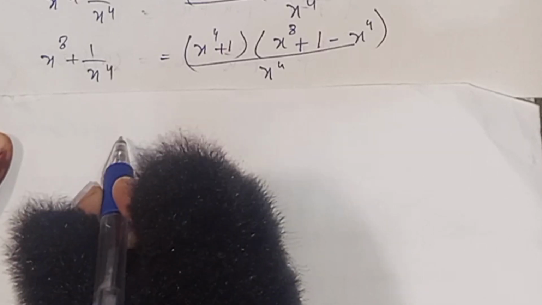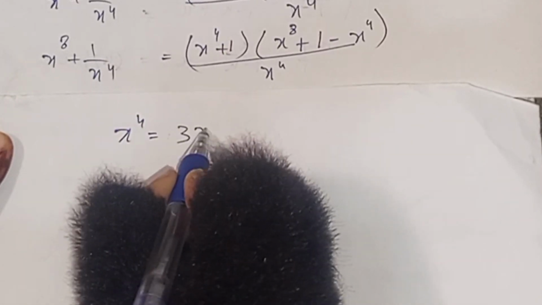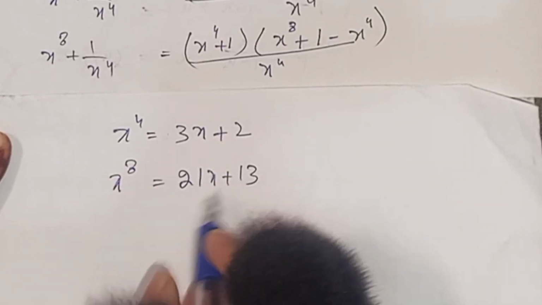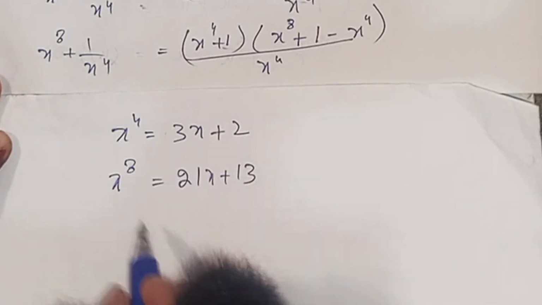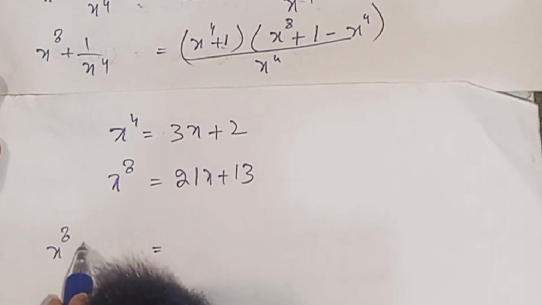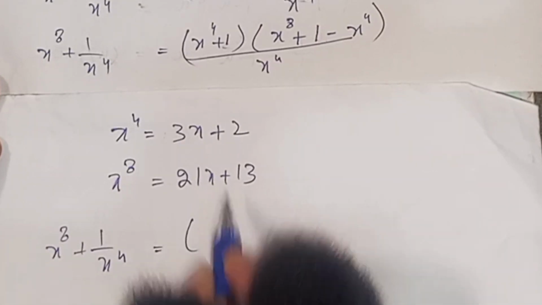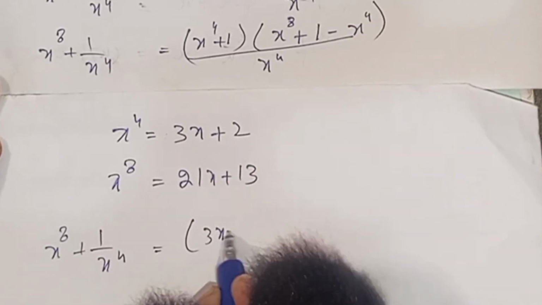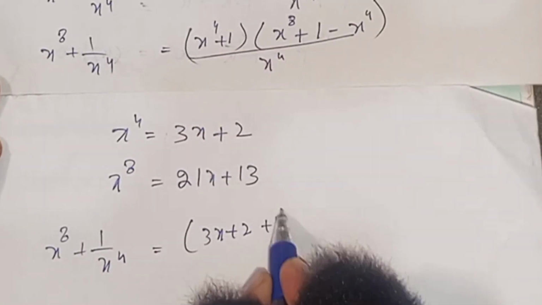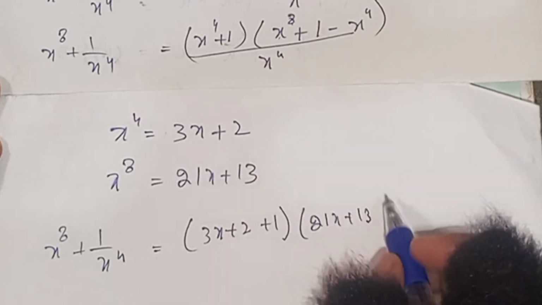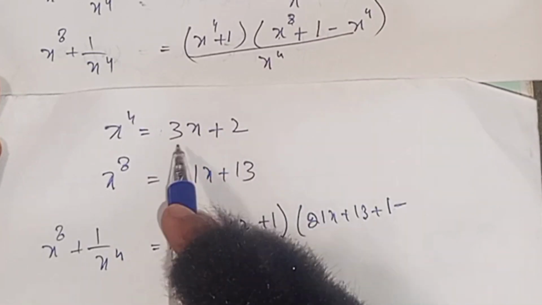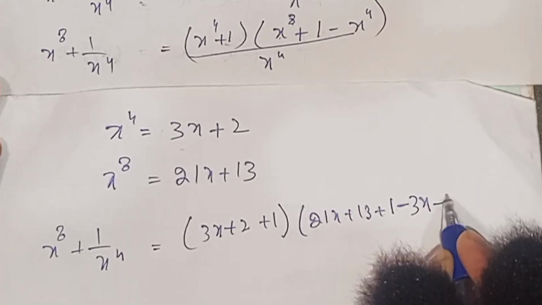In the next step, we know that x^4 is equal to 3x + 2, and x^8 is equal to 21x + 13. So we substitute these values in the above equation. So (x^8 + 1) over x^4 is equal to, with x^4 equal to 3x + 2, then plus 1, and x^8 equal to 21x + 13, plus 1 minus x^4, it's equal to this value. So this will become 3x - 2.